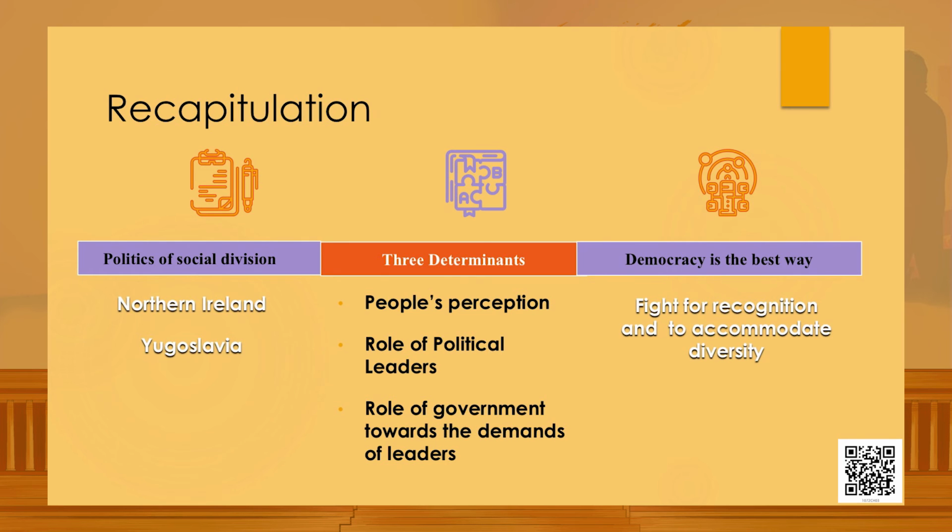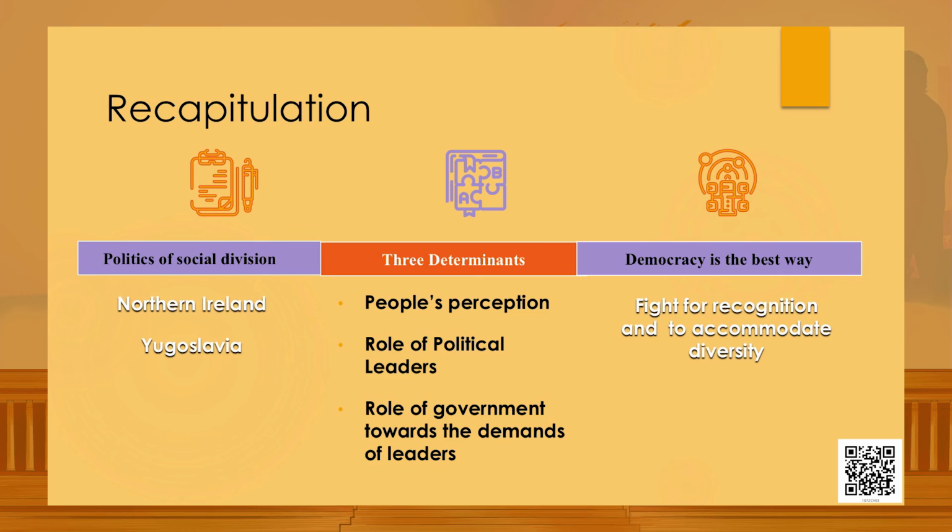In today's session, we discussed the combination of politics and social divisions, and we saw that both affect each other and can lead to positive or negative outcomes depending upon how the divisions are handled. It depends upon 3 factors. First, people's perception. Second, role of political leaders. And third, the role of government towards the demand of leaders. It is important to have a positive attitude towards diversity and a willingness to accommodate, and democracy is the best way to fight any issue arising out of them.